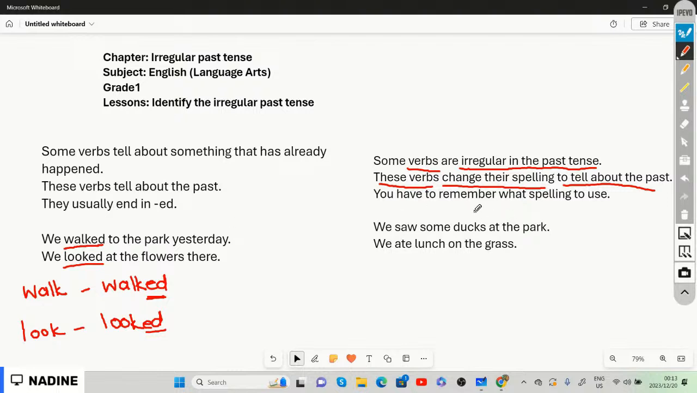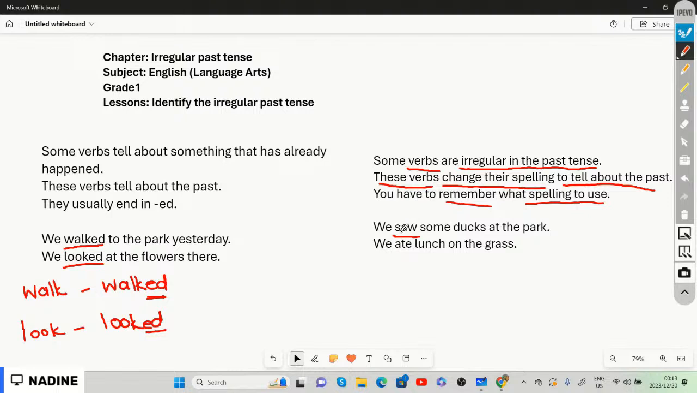So you're just going to have to remember what spelling to use. For example, we saw some ducks at the park. This is in the past. We saw some ducks at the park, which means that if we identify our past tense verb, it is saw, right? It's something that they did, they saw.